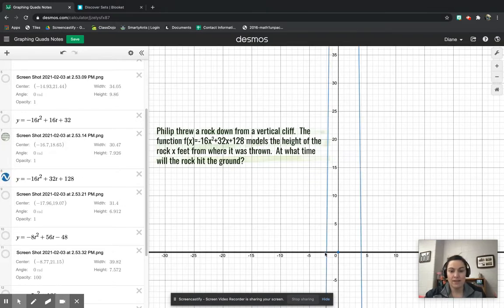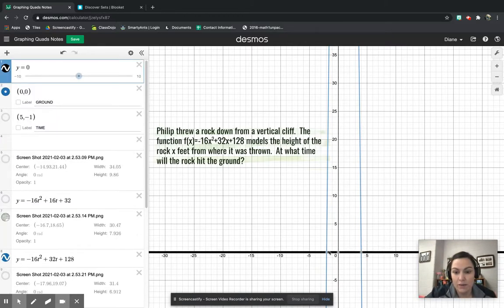And here I see that it crosses in 2 places. But if we think about throwing something off of a cliff, can we go backwards? Like, are we going to throw it behind us if we're throwing it off the cliff? No, it's going in front. So it would not be logical for this to be a negative. And we can't go backwards in time. So it's going to be 4. It took 4 seconds to hit the ground.